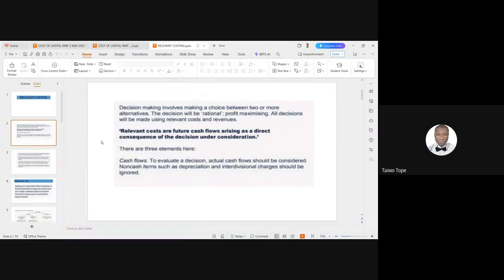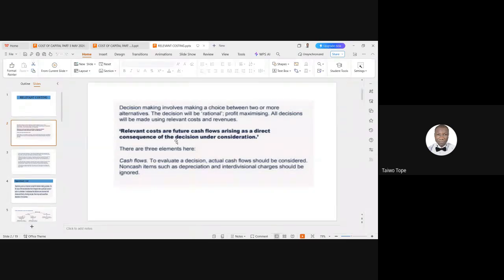So now, I think it's important I speak to my slide before I move further. Decision making involves making a choice between two or more alternatives, so that the decision will be rational or profit maximizing. All decisions will be made using relevant costs and revenues. So relevant costs are what? Future cash flows arising as a direct consequence of the decision under consideration.